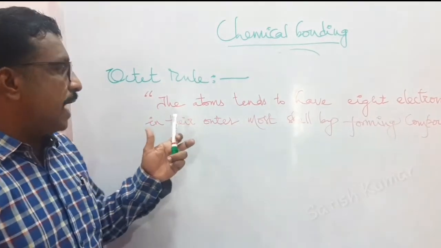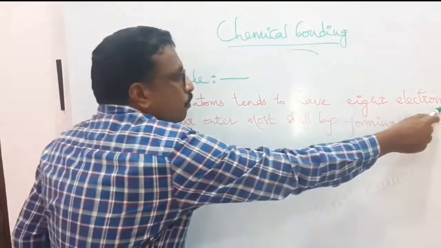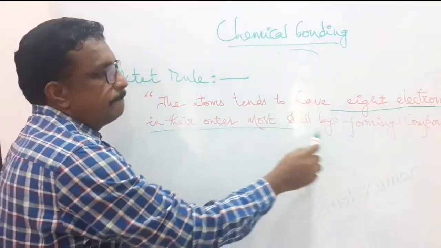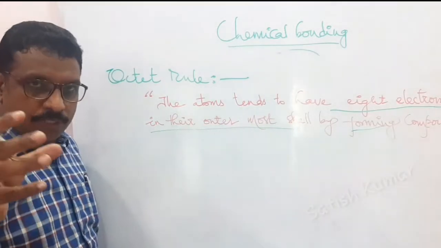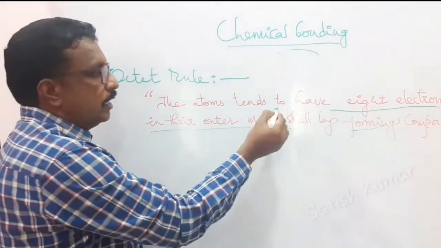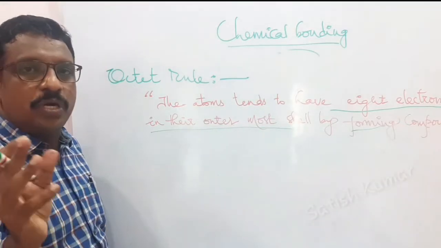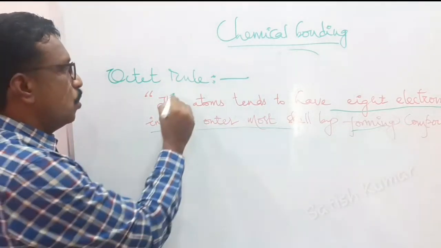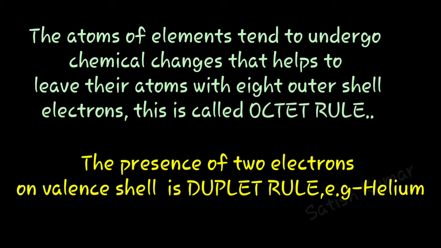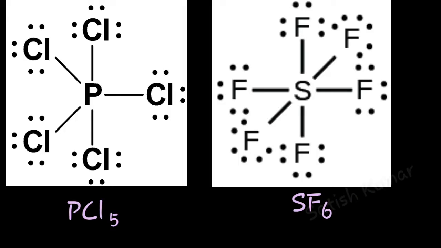This is the octet rule. The atom tends to have 8 electrons in its outermost shell by forming compounds. Compounds form చేయడం ద్వారా ప్రతి ఒక్క ఆటము దాని outermost shell లో 8 electrons ఉండడానికి ట్రై చేస్తుంది. This is called the octet rule. In phosphorus pentachloride and sulfur hexafluoride, there is deviation in the octet rule because after formation of bond, phosphorus has 10 electrons and sulfur has 12 electrons.